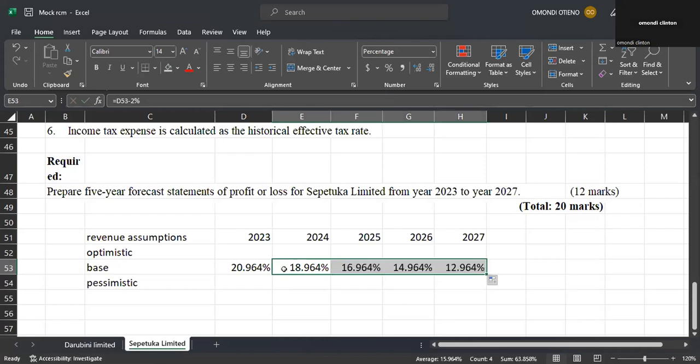If still you are not able to do that, you know very well that 20.964% minus 2% will be 18. Just type that 18 there. You will still have your answers correctly marked.